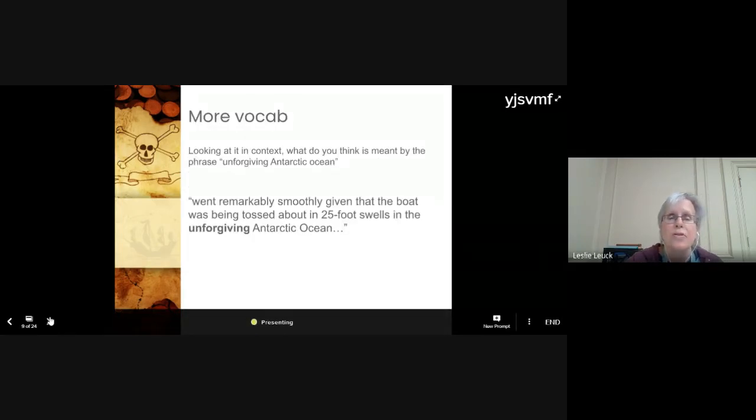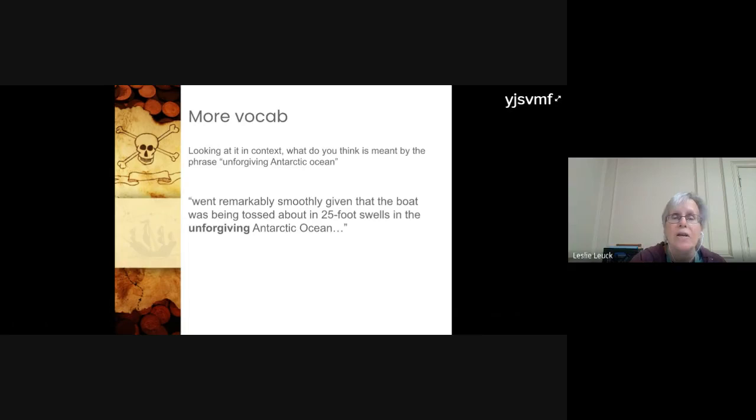So this is more vocab. Looking at it in context, what do you think the author meant by the phrase unforgiving Antarctic Ocean? I did not make this a Pear Deck response, but we can talk or you can put something in the chat. So why would they refer to the Antarctic as unforgiving? Can an ocean be forgiving or unforgiving? If not, what do they mean?